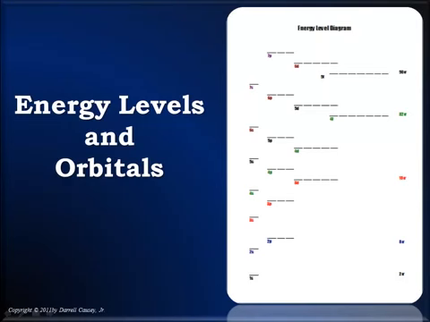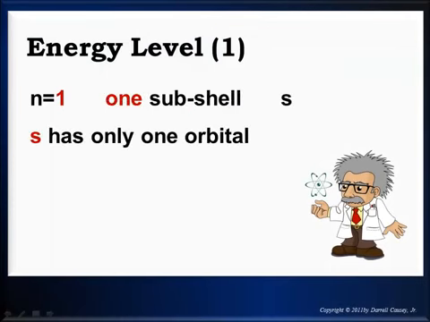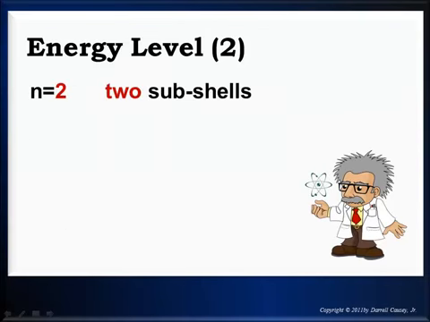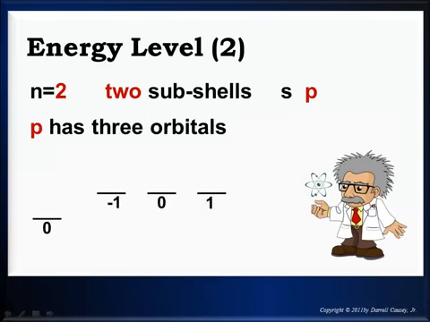Hund's rule. All right, let's understand energy levels and their orbitals. Energy level number 1 has 1 subshell, which is S, and S only has 1 orbital. There's the energy level. Energy level 2 has 2 subshells, S and P. So S has 1 orbital, and P has 3 orbitals. Now notice also that below the orbitals, I'm putting their m sub L, or the third quantum number value, to help reinforce that.